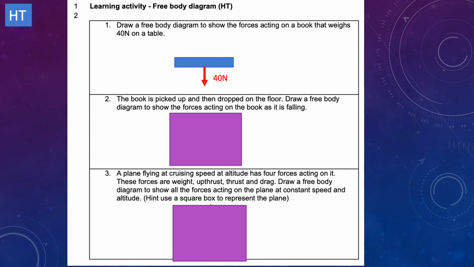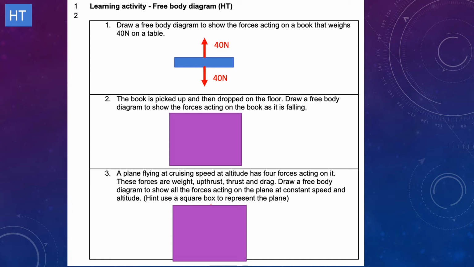newtons going down. Now, if it's resting on a table, remember that Newton's law says that for every force, there's an equal and opposite force as well, and it's resting on a table, so there has to be 40 newtons going upwards as well. Then you have a stationary book that is resting on a table. So there's number one for you.